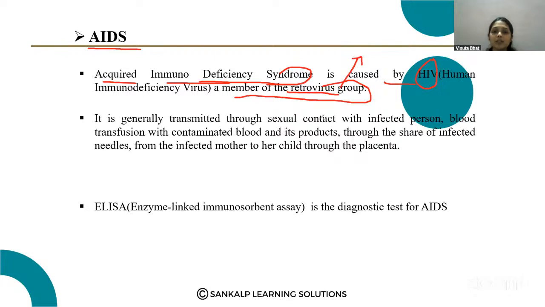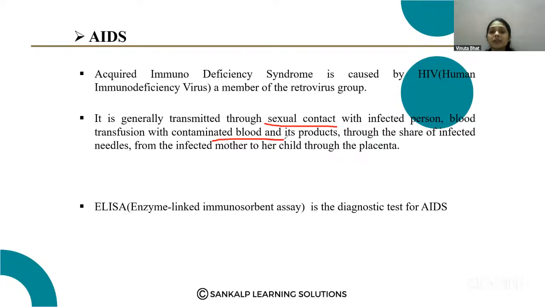How does the AIDS disease transmit from person to person? Mainly through sexual contact with an infected person, blood transfusion and contaminated blood and its products, infected needles, and from an infected mother to the child through the placenta. So there are different methods of transmission of this disease.